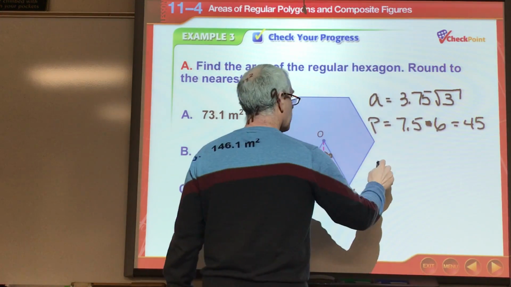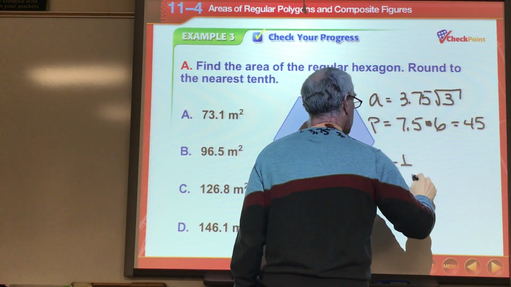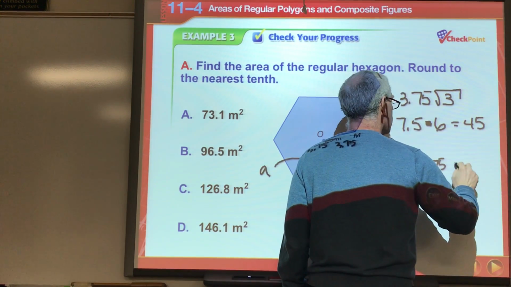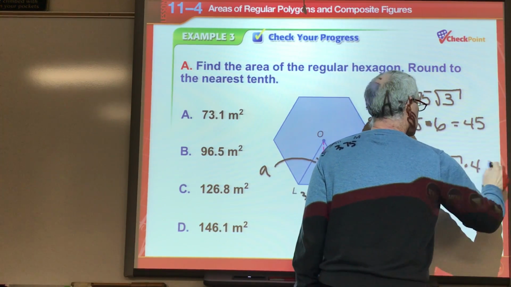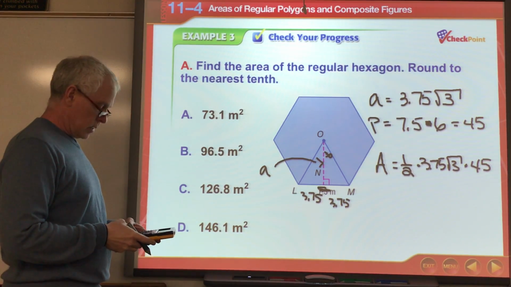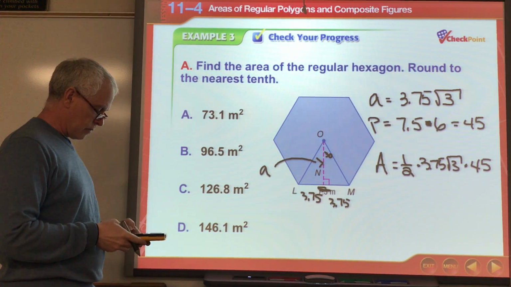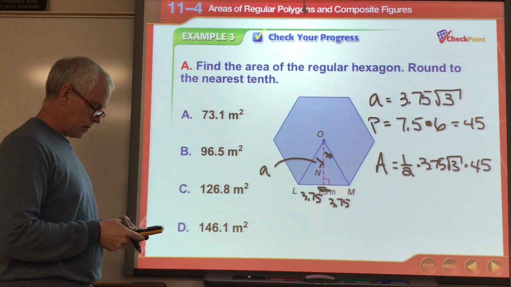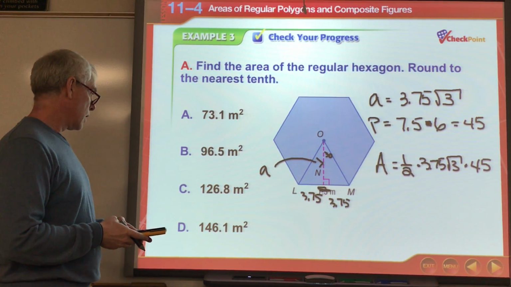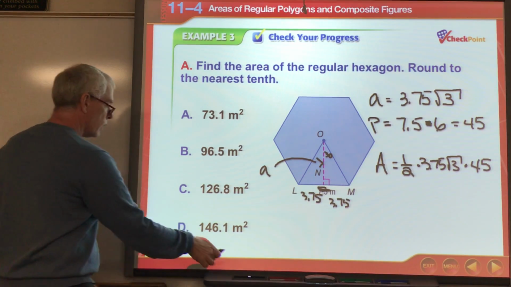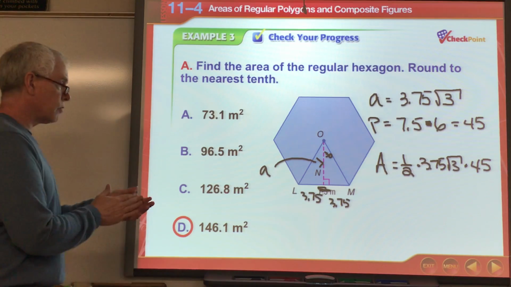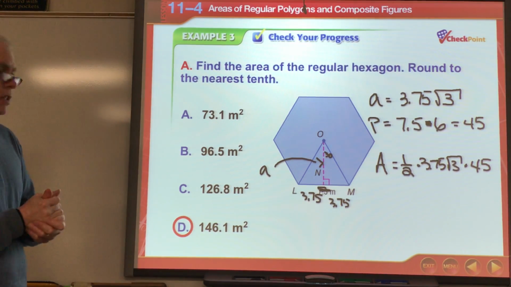Okay, and so then my area is going to be 1/2 times my apothem, which was 3.75 square roots of 3, times my perimeter, which was 45. So 0.5 times 3.75 roots of 3 times 45, I get like 146.1, I get D here. Okay? Okay, so that's fine and dandy if you get a nice 30, 60, 90 triangle.